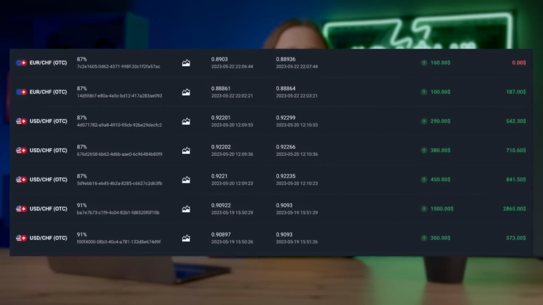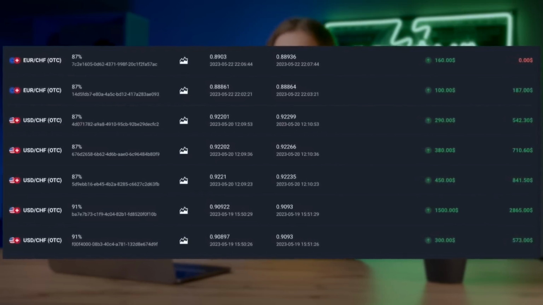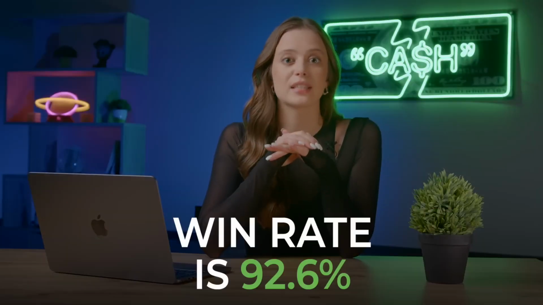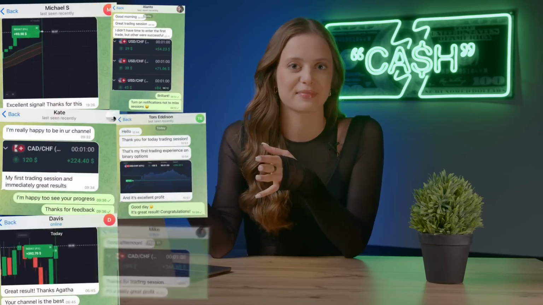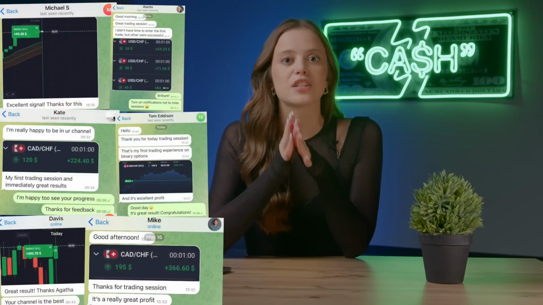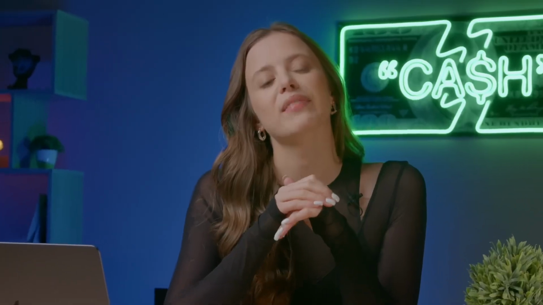On the screen, you can see the history of my trades in Quotex. My win rate is 92.6%, which proves the accuracy and profitability of trading with my strategy. The members of my Telegram channel are also steadily earning thanks to these signals. Here are some of their feedbacks. You have to agree, it's a cool result, so I'm waiting for you in my community on Telegram.